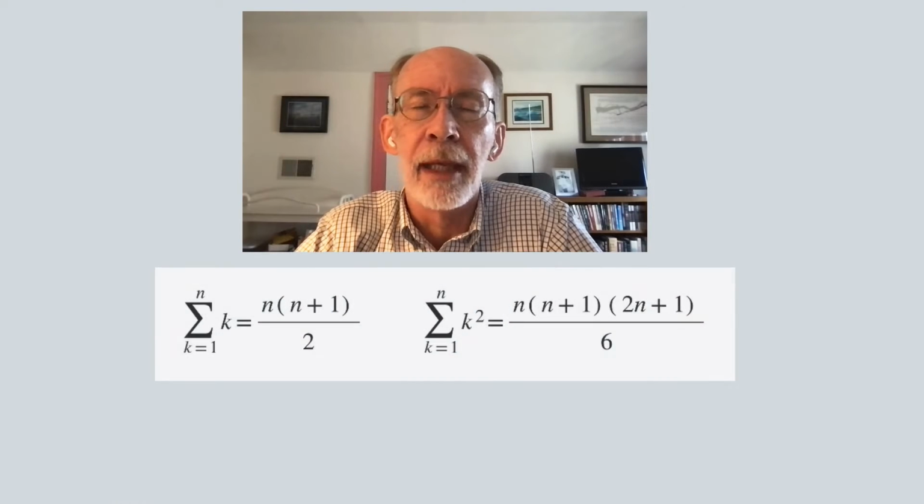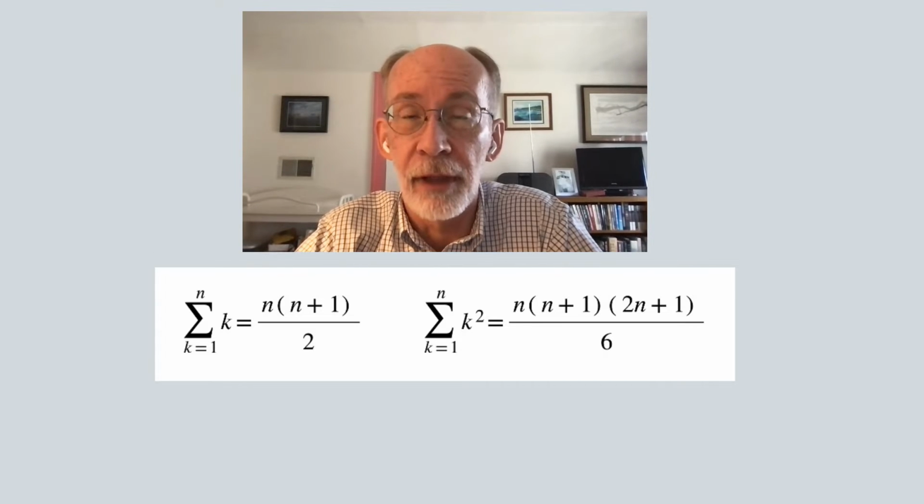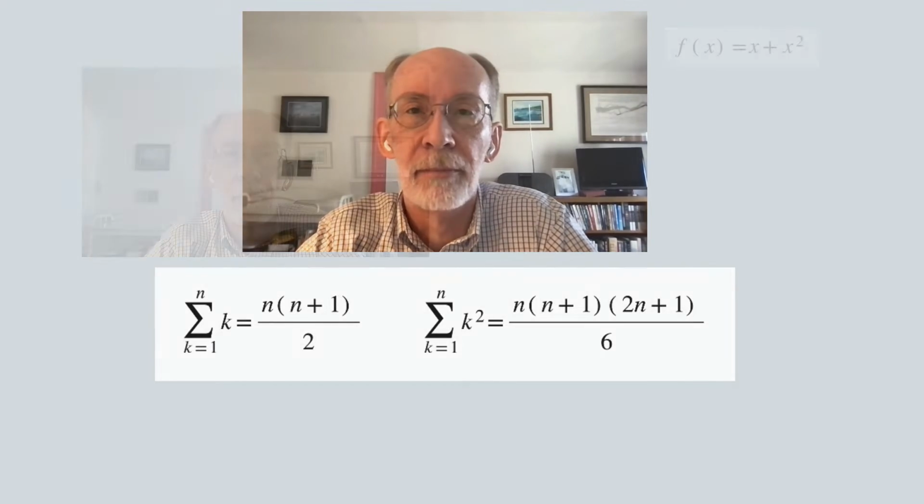There's also going to be a moment in this video where we're going to employ a couple of summation formulas that you likely will have encountered previously, but that you might not remember. The first is that the sum of the first n integers is n times quantity n plus 1 all over 2. And the second is that the sum of the first n squares of the integers is n quantity n plus 1, quantity 2n plus 1 all over 6.